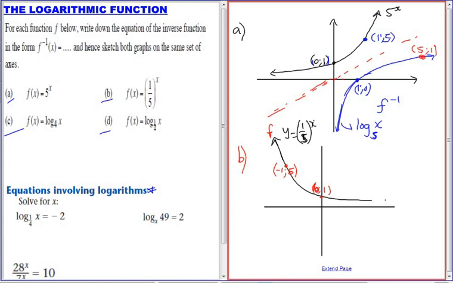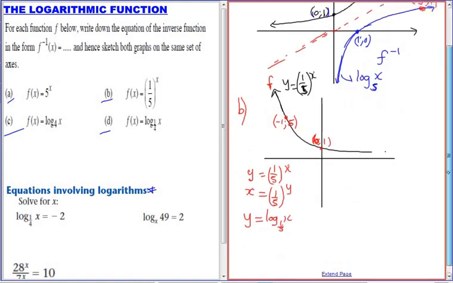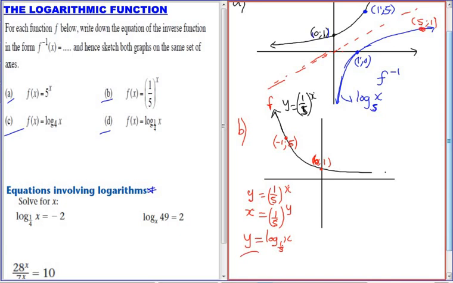Now, if you have forgotten how we do it, to get the inverse, we just say if we have y is equal to 1/5 to the power of x, you first of all swap. If they ask you to get the inverse, swap them, and then make y subject. You introduce the logarithm, which will be log to base 1/5 of x in this situation. Okay? So that's how you do that step of finding the inverse. So let's sketch the inverse.